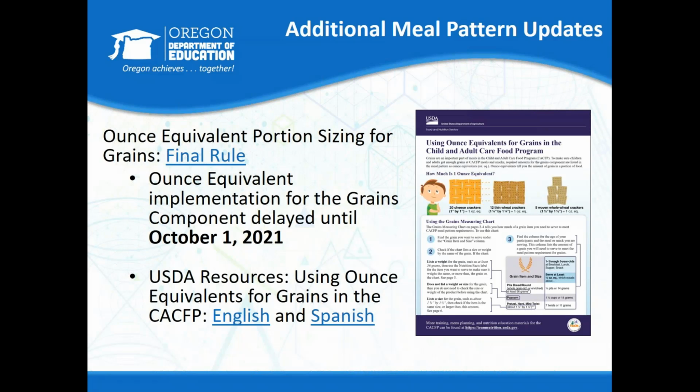ODE-CMP already trained all sponsors on ounce equivalents last April for April 2019, and the information is still valid. However, you don't need to worry about implementing the ounce equivalent serving sizes until October 1st, 2021. If you have already started implementing ounce equivalents at your site, you are welcome to continue, and USDA has started to release some resources. This is one in both English and Spanish that details out ounce equivalent serving sizes for common grain products. This is very similar to our easy-to-use grains and breads chart.